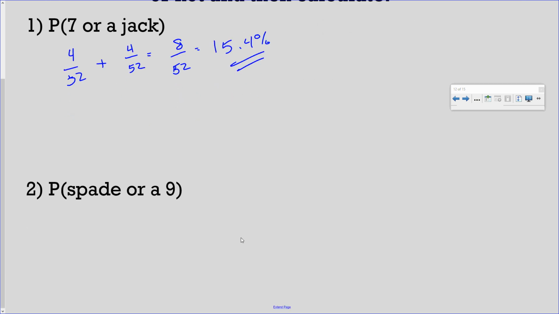Okay. Number 2, drawing a spade or a 9. So the question is, can I get both of those things with one card? And the answer is yes, there is a 9 of spades. So, probability of spades, there are 13 spades in a deck, plus there are 4 9s in a deck. But there is a 9 of spades, so I've counted that card in both piles. I'm also going to subtract the 1 9 of spades, giving me again the 16 out of 52, or the 31%. It's 30.7. I'm rounding up. Hopefully that makes sense.